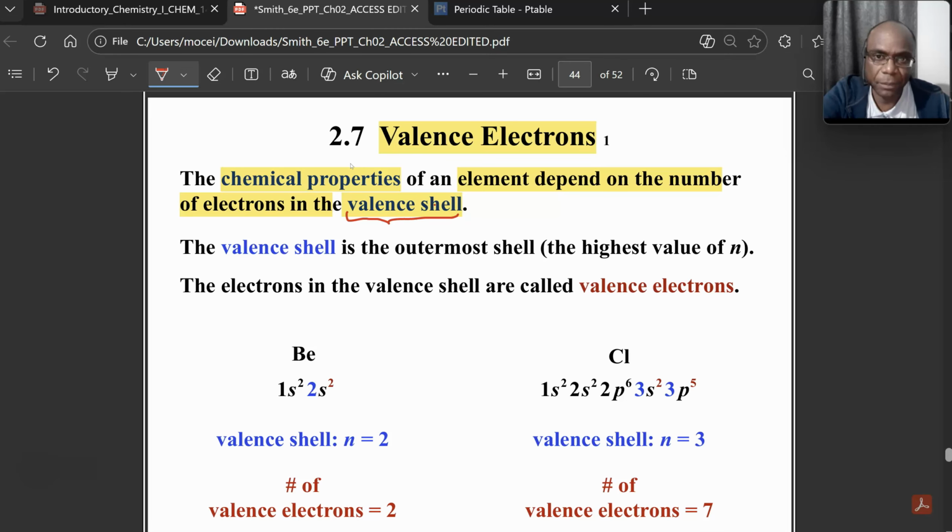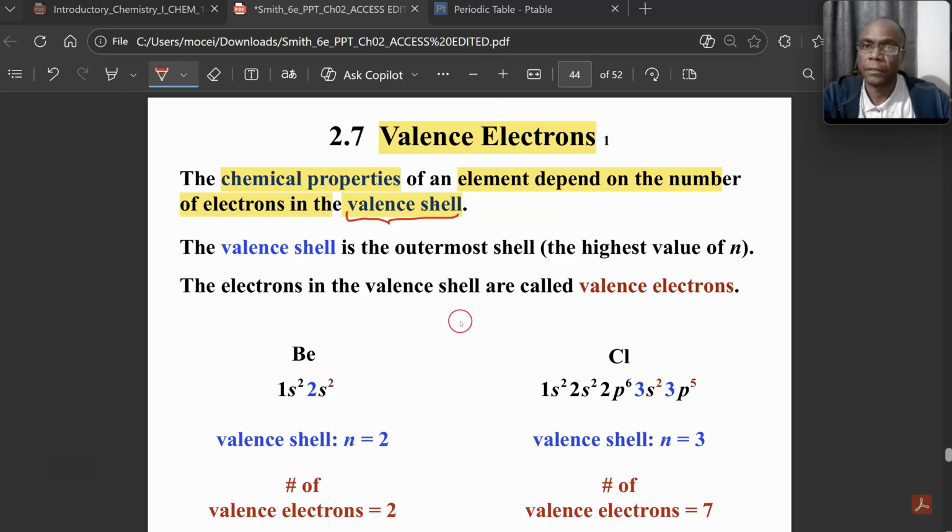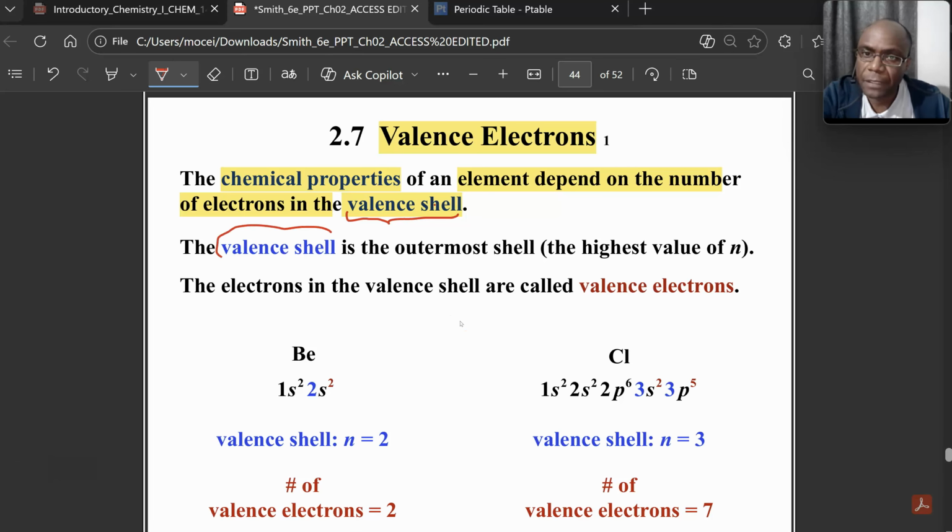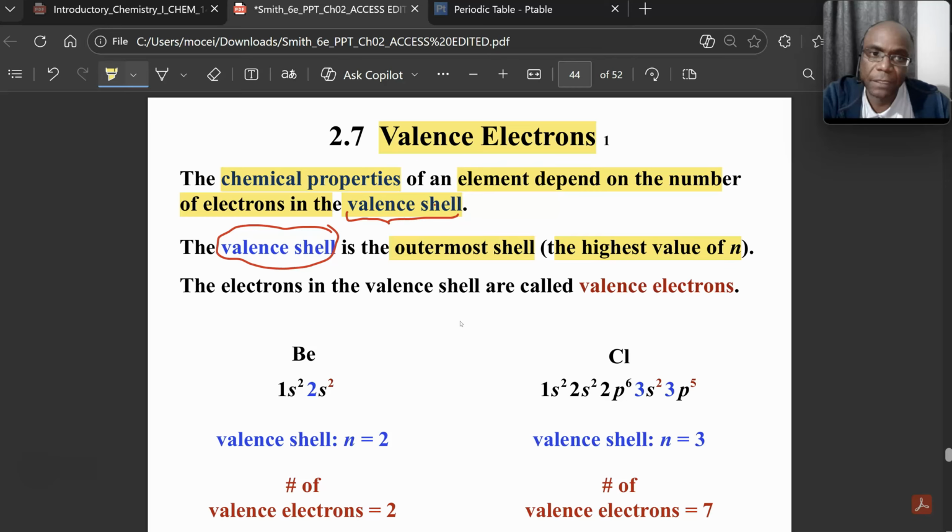Again, I've already explained how valence electrons dictate the location of the elements in the periodic table. To remind you, the valence shell is always the outermost shell, the one with the highest value of n in the electronic configuration of an element. The electrons in the valence shell are called valence electrons because they live in the outermost valence shell. Let us see quick examples here.